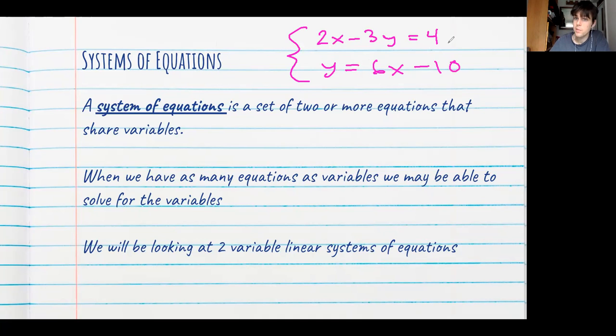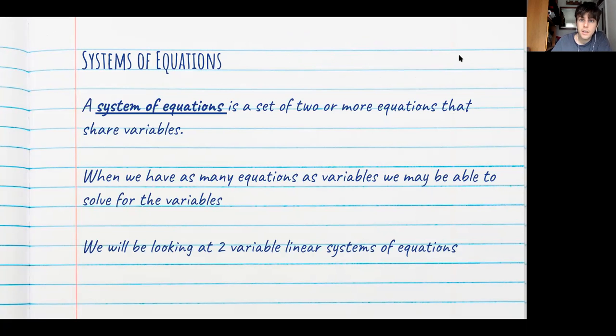This equation is in what we call standard form. This is an equation of a line in slope-intercept form. Since we have two equations and two variables, as many equations as variables, that's true, so we can solve this.